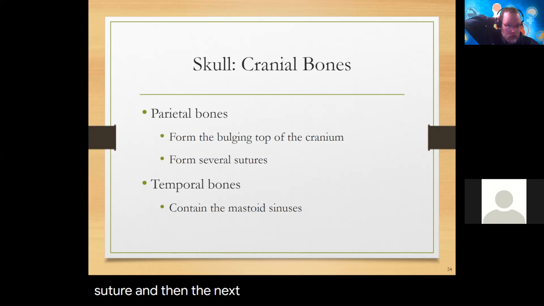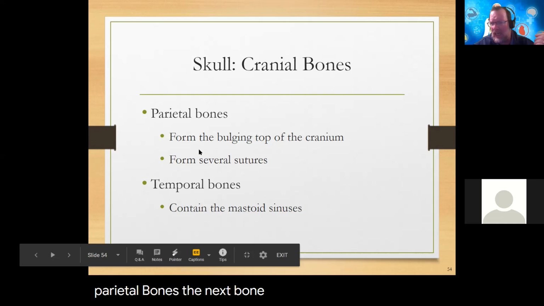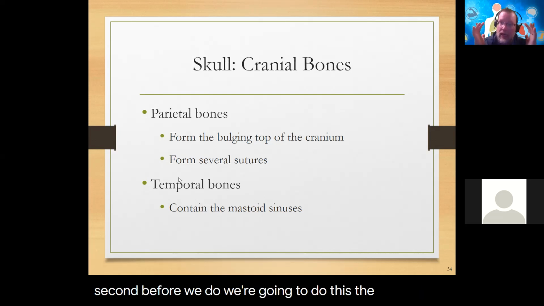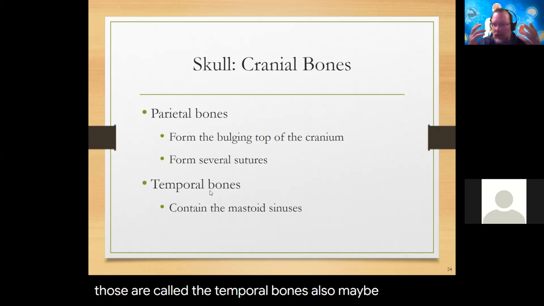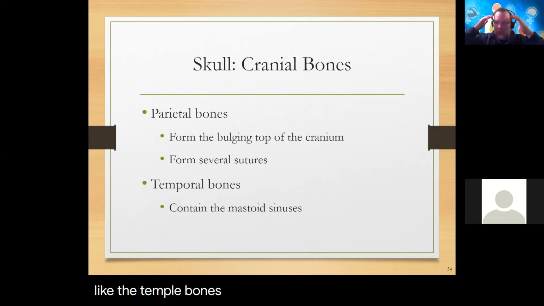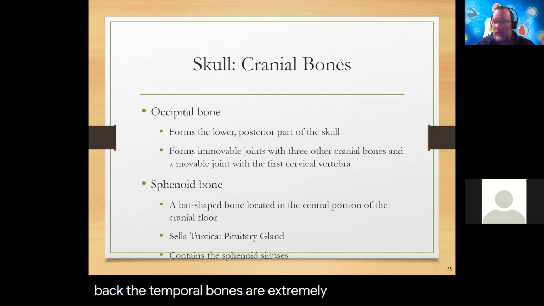And then the next suture that we see in the back of the skull, or the base of the skull, also goes with the parietal bones. The next bone, we'll get to the occipital in a second. Before we do, we're going to do the bones on the side of the skull that make up the side of the cranium. Those are called the temporal bones, also maybe known as the temple bones. But they actually go a little bit further back. The temporal bones are extremely complex as far as their shape goes, as far as the amount of bony landmarks involved. So we'll spend a little bit of time coming up on the temporal bone, because it is a little bit more complicated than the frontal and the parietal, really than any of the bones of the cranium.